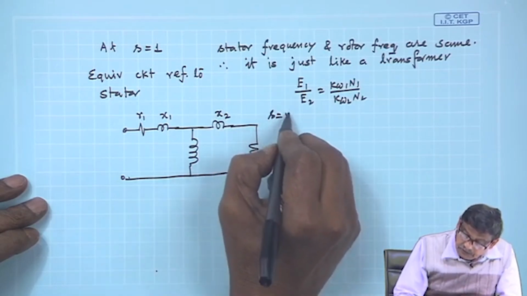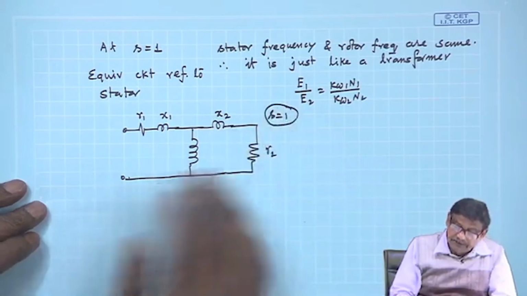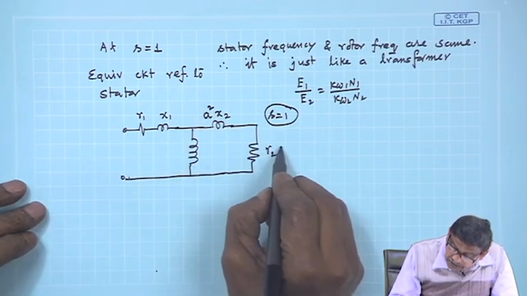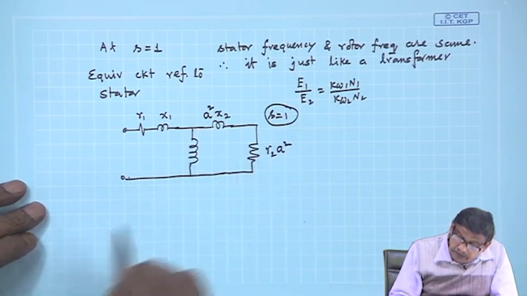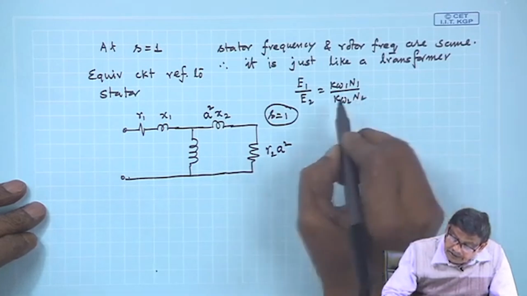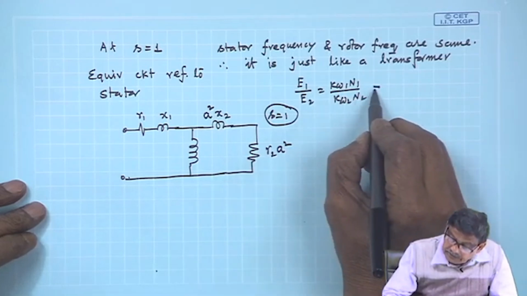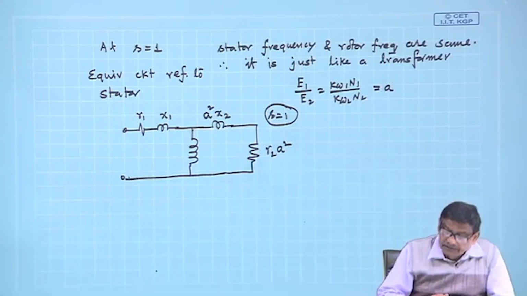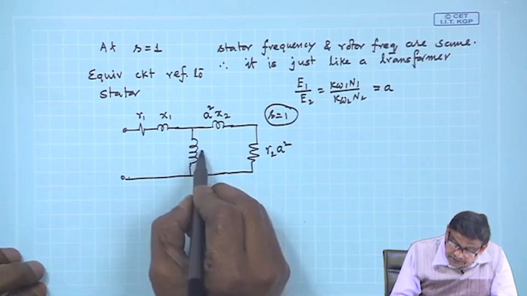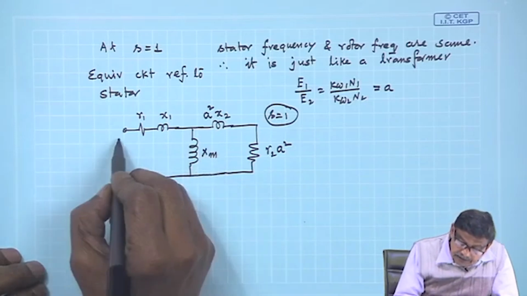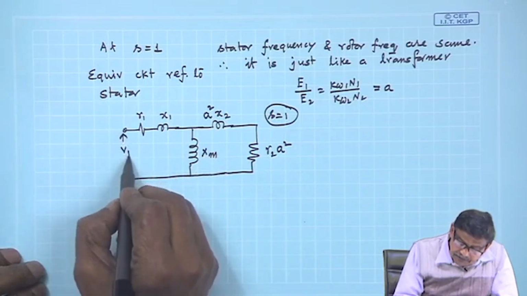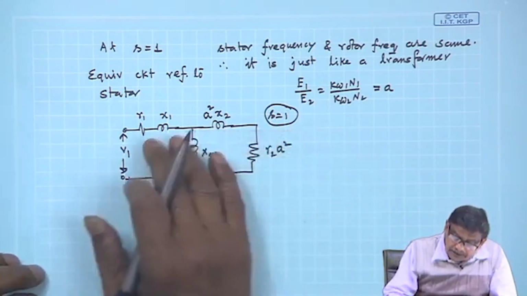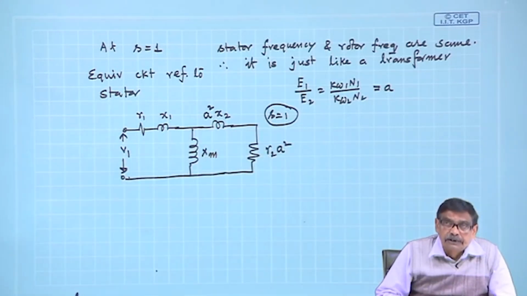This is the S equal to 1 standstill condition. This will be the equivalent circuit, provided you have multiplied this with a square, where a is the turns ratio of primary and secondary. This is X m and this is V 1, absolutely fine. So, this is the equivalent circuit referred to stator.